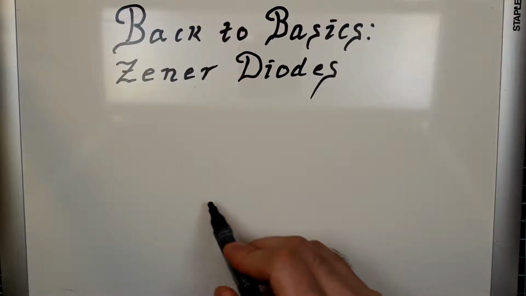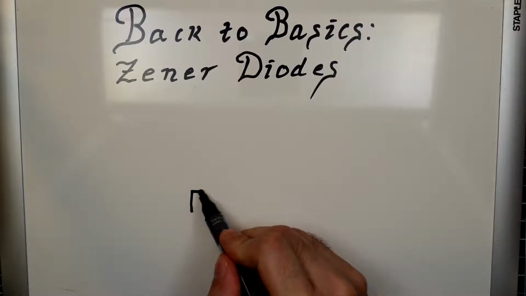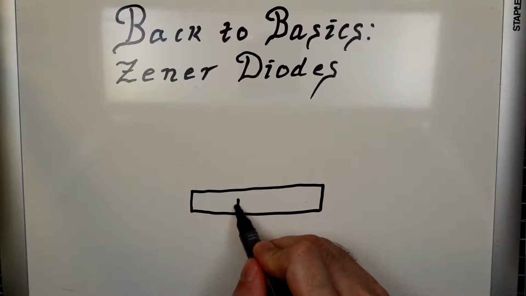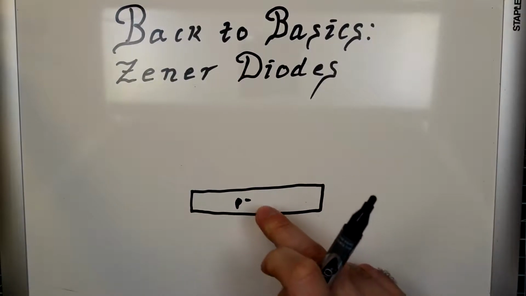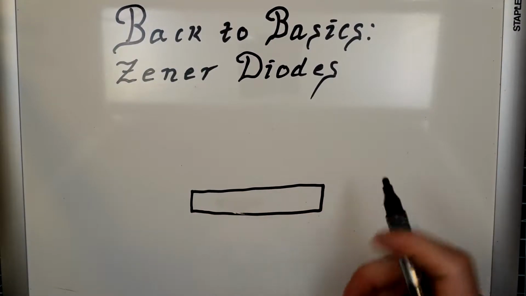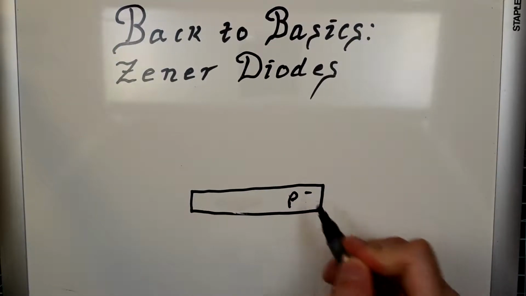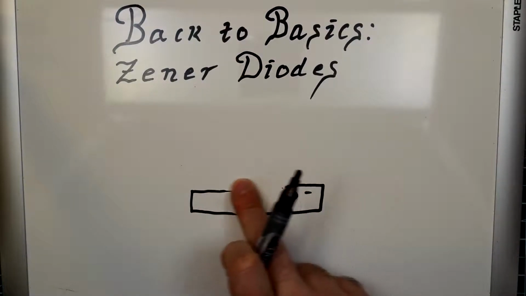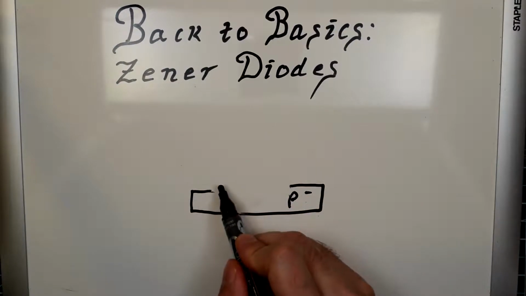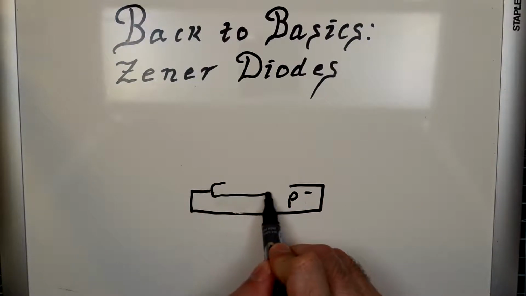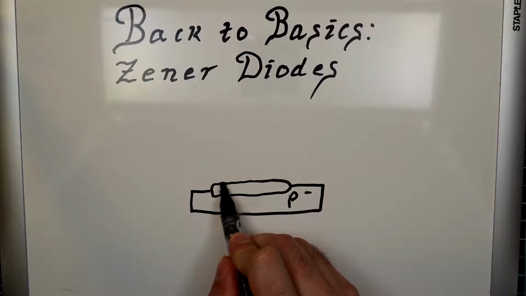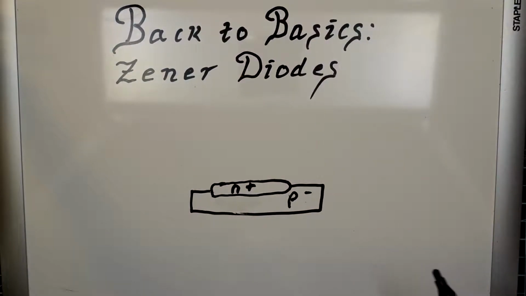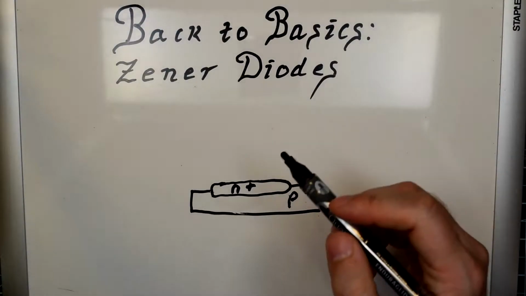So, we're going to start with a lightly doped section here of p-type material. So actually I need to move that out of the way. We'll put that over here. So lightly doped p material, so p minus. And then here is going to be a heavily doped section of n material, so n plus.